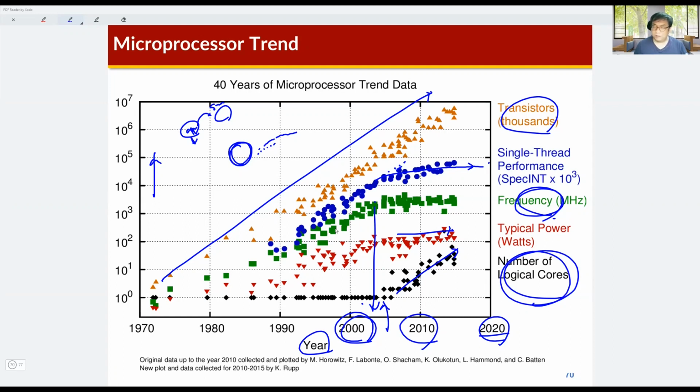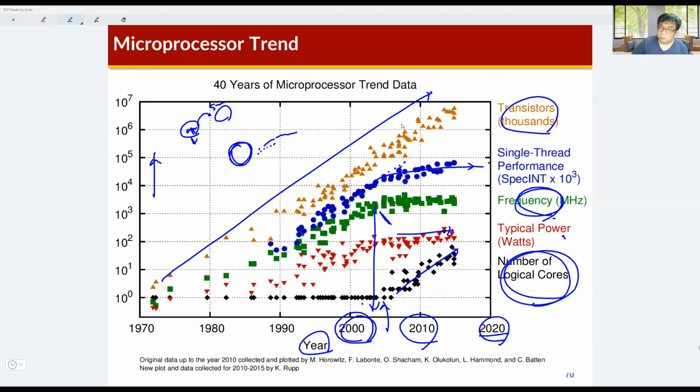It's very difficult to increase the performance of a single core because of power consumption. We cannot increase the frequency of this single core processor because of power. It's not easy to increase the performance of the single core. We can include more cores to increase the performance of this single CPU chip. That is the multi-core.